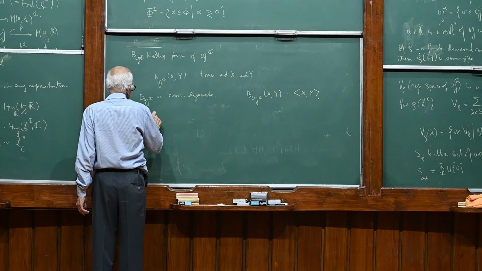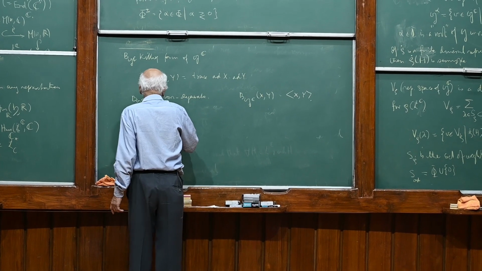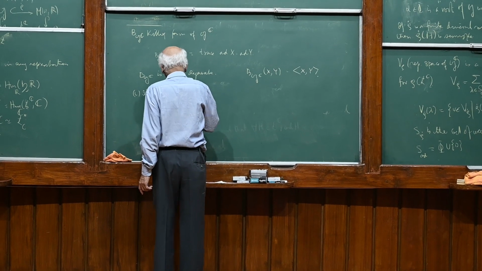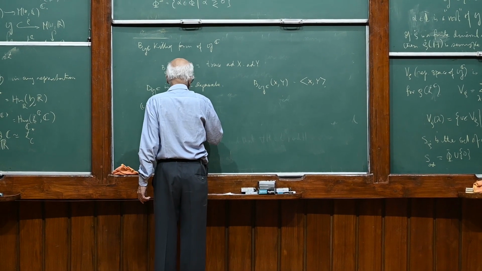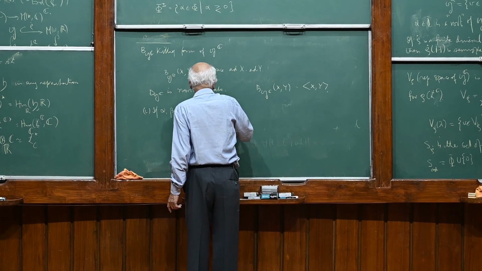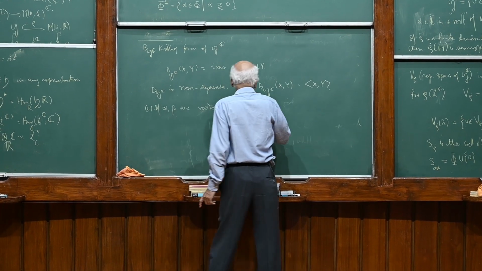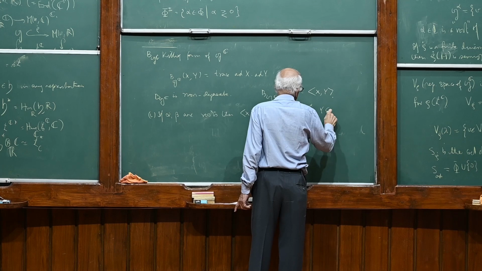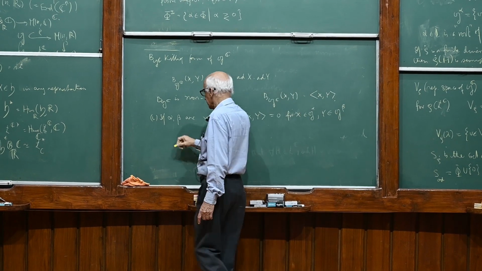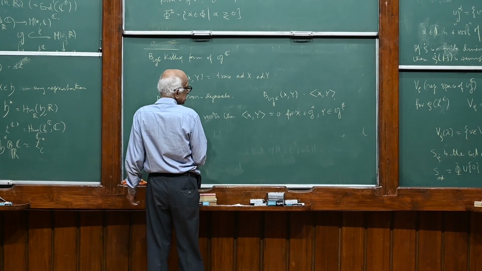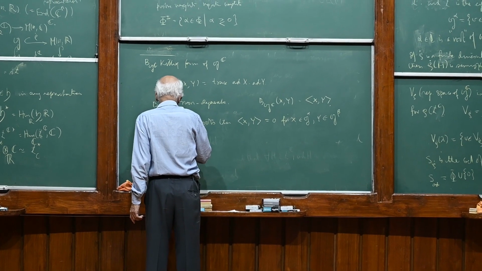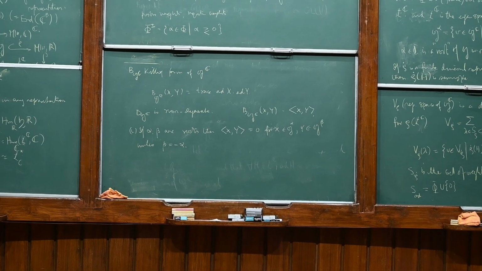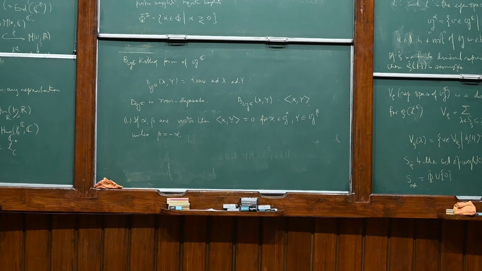Now, a number of things follow. If alpha, beta are roots, then (X,Y) is 0 for X in g_alpha, Y in g_beta, unless beta equals minus alpha. In particular, if alpha is a root, minus alpha has to be a root, because the form is not degenerate.